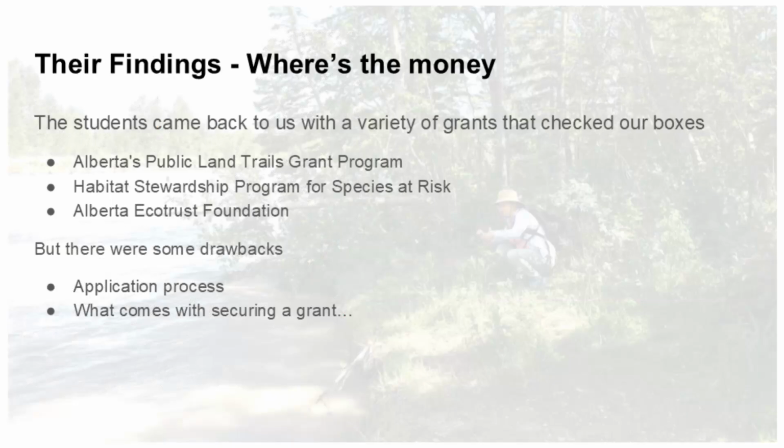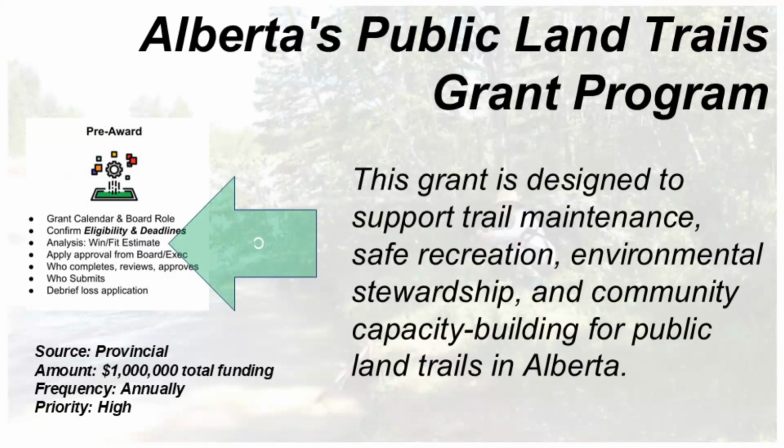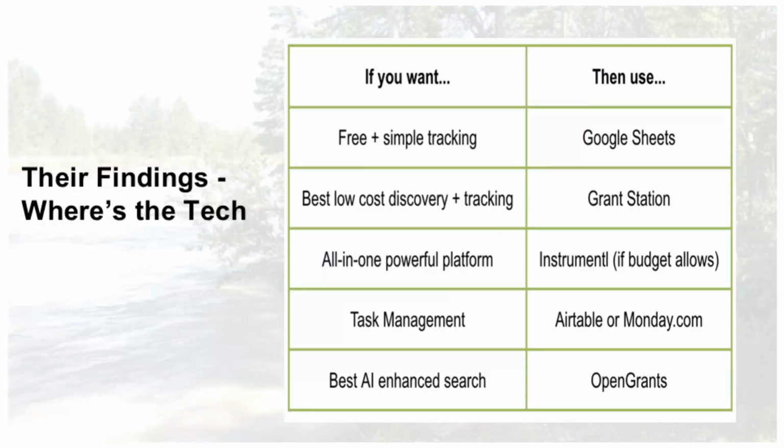The students did come back to us with a couple options. They identified a few key grants that SAPA could pursue. The main one being the Alberta Public Land Trails Grant. They provide $1 million annually for the purpose of trail maintenance, safe recreation, and the preservation of public land. Aligns very, very well with what SAPA does. Also, there was the Habitat Stewardship Program for species at risk. They provide about $100,000 annually for the purpose of preventing the further decline of endangered species, and also the Alberta Eco Trust Foundation, which we will hear a bit more from after myself here.